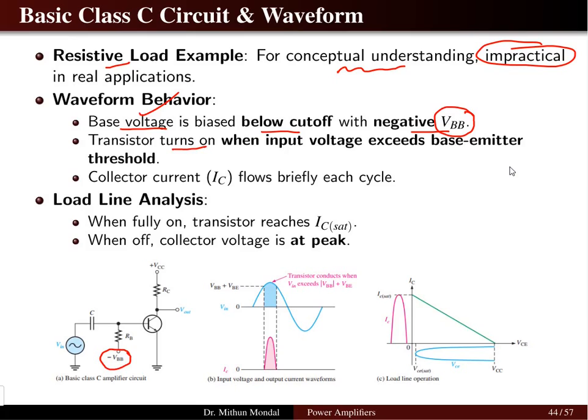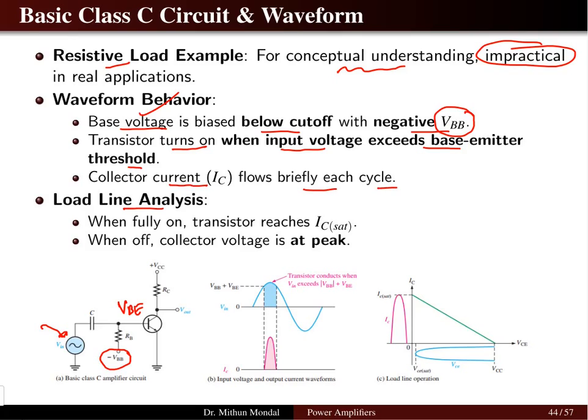is turned on when the input voltage exceeds the base emitter threshold voltage. So the input voltage given to the transistor should exceed the threshold voltage of the base emitter. The base emitter potential drop of 0.7 volt has to be exceeded, and only then will the transistor conduct. The collector current will flow briefly in each cycle when the conduction takes place.